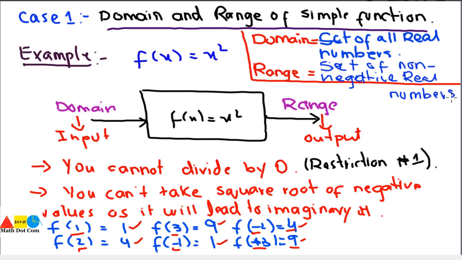This is how you can find the domain and range of simple functions: by putting in values of x and evaluating the behavior of the given function, to see what values of x give what value of y. So the domain is the value of x and the range is the value of y. You must check these two conditions. These are very important for finding the domain and range of algebraic functions.